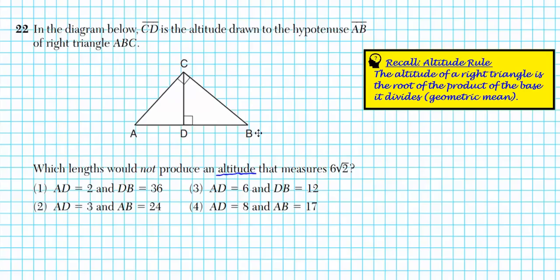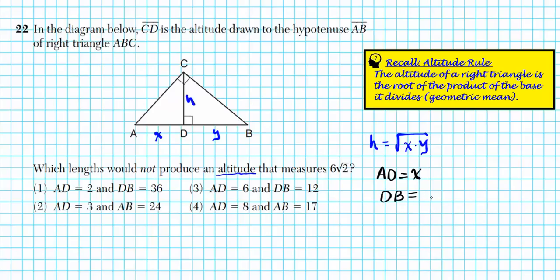The altitude rule is as follows. Let's say this is H, the altitude of the right triangle, and this is X and Y, the segments that this altitude divides the hypotenuse into. The altitude rule basically states that altitude H is the square root of the product of these two segments, X times Y. So that's the altitude rule for you.